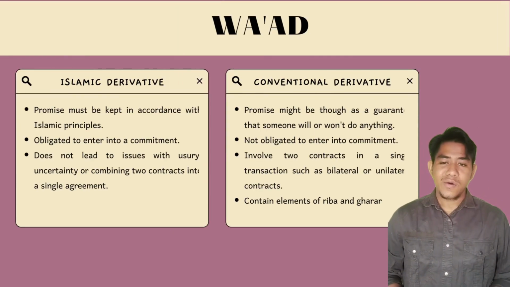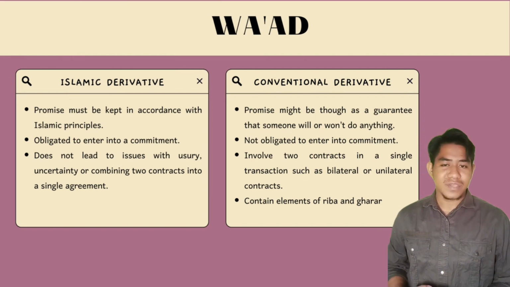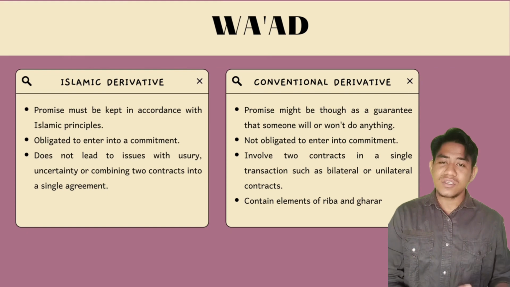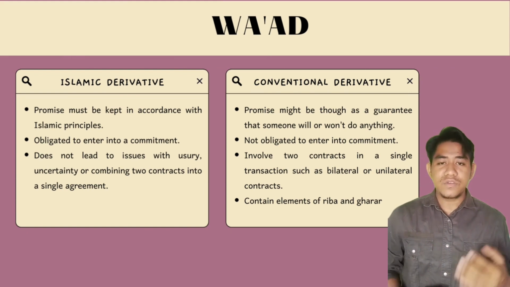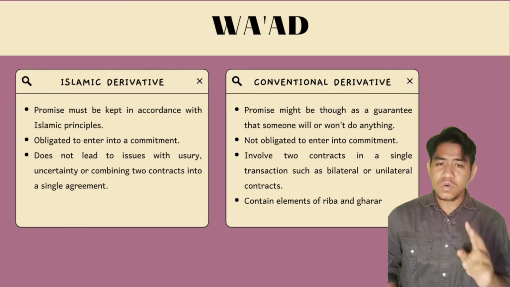On the other hand, wa'ad can be described as a promise that must be kept in accordance with Islamic principles. It has become an obligation to enter into a commitment. Moreover, wa'ad does not lead to issues with usury or uncertainty, since it does not combine two contracts into a single agreement.